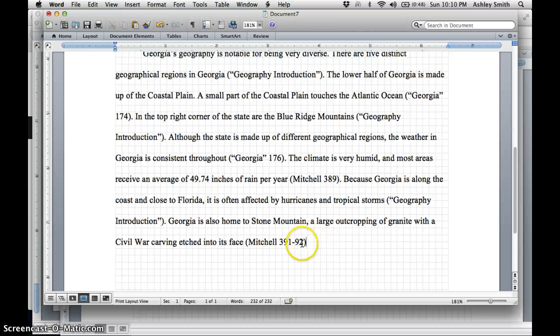So what I mean by the span of pages is, say this part of the information that Stone Mountain is located in Georgia was on page 391, but this part of the sentence, that Stone Mountain is a large outcropping of granite with a Civil War carving, was on page 392, then I have to mention both of those pages in my citation. So I'm going to say 391 to 92. You can put 392 if you want, but it makes the citation a little bit more concise if you just leave off that 3 and say it was from 391 to 392. And then we put our period.